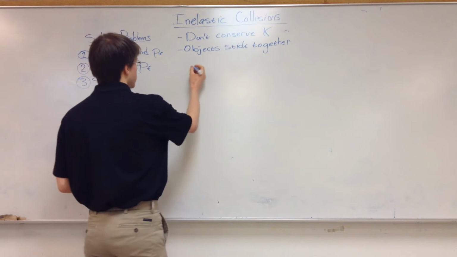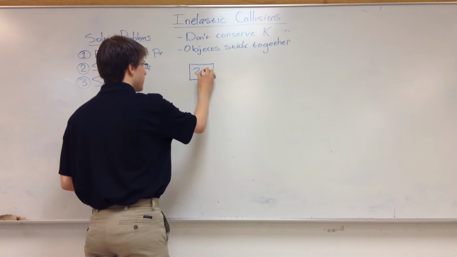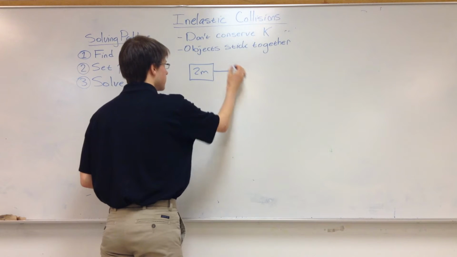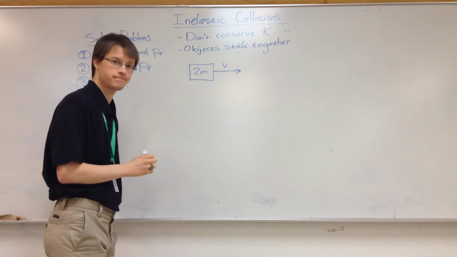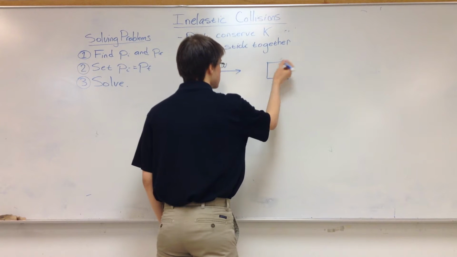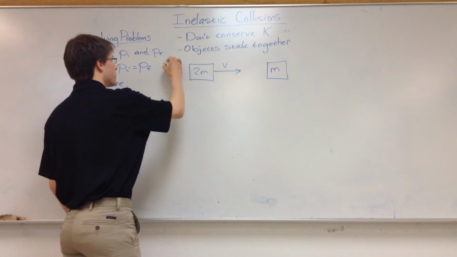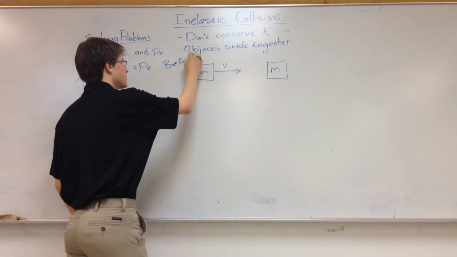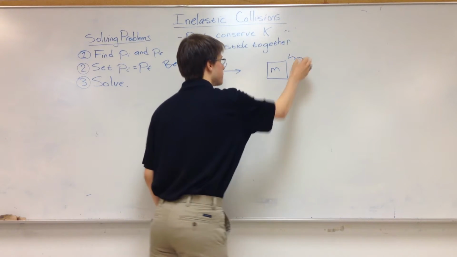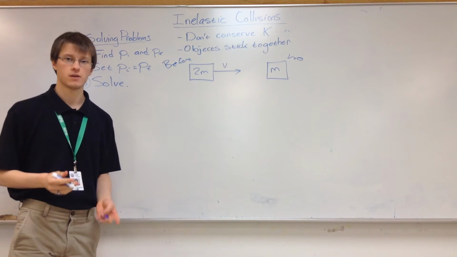Let's say I have an object with a mass of 2m, moving with a speed of v to the right. I have an object of mass m just sitting there. So this is before the collision, and this initial velocity is 0. I want to ask, what's the speed of the objects after the collision?